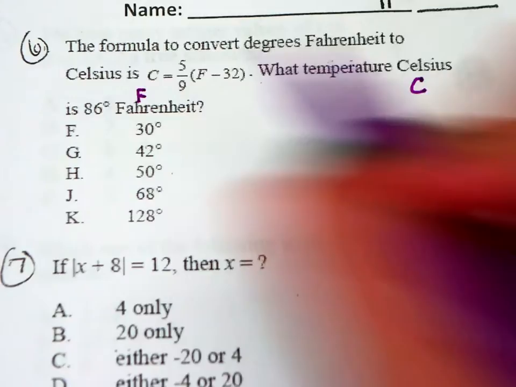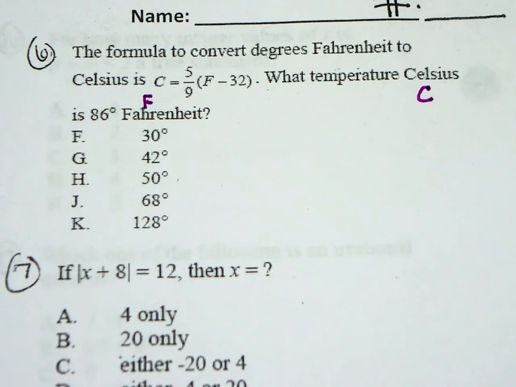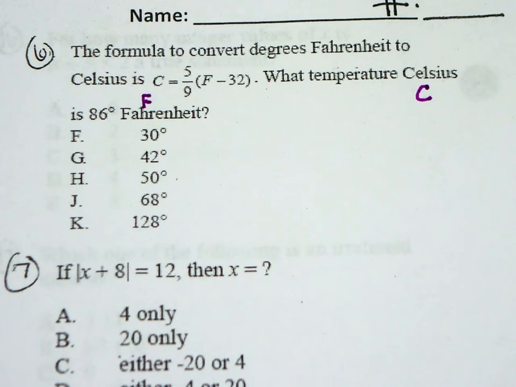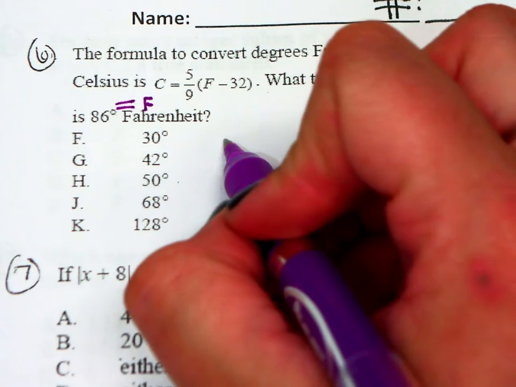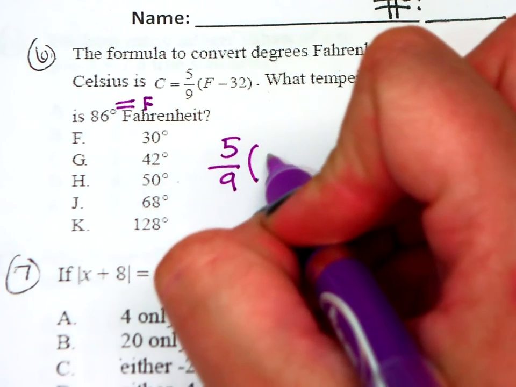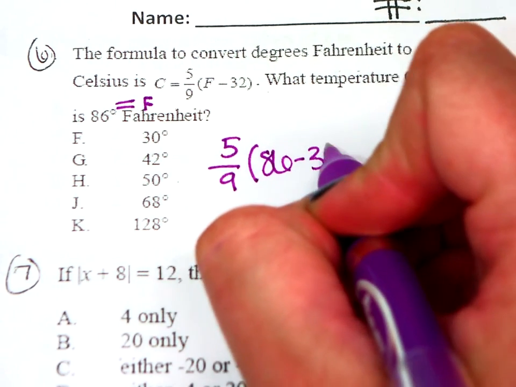Fahrenheit is represented as F. So even though they don't tell you that, it is kind of obvious that C is Celsius and F is Fahrenheit. So all you're going to do is make 86 equal to F. So I'm going to substitute. So 5/9 times 86 minus 32.